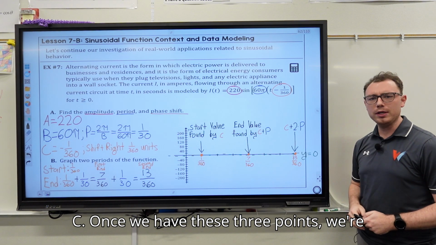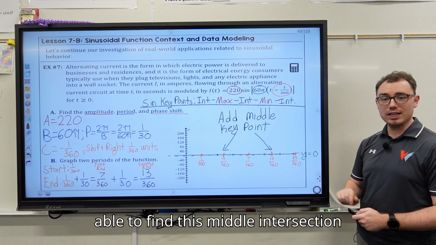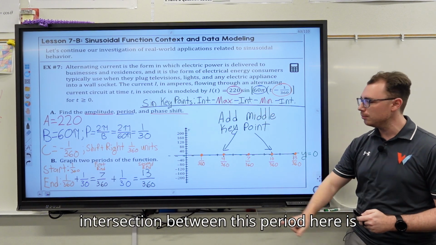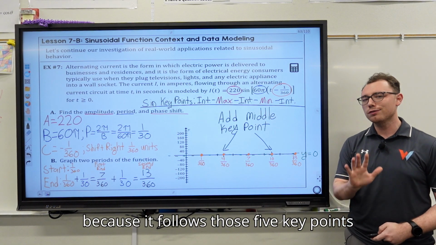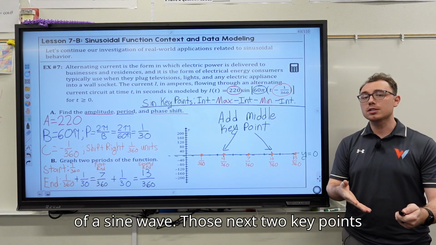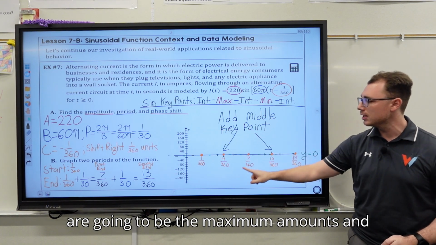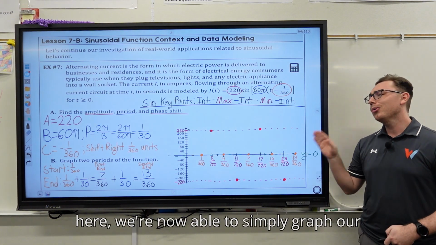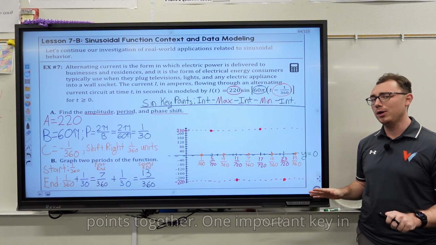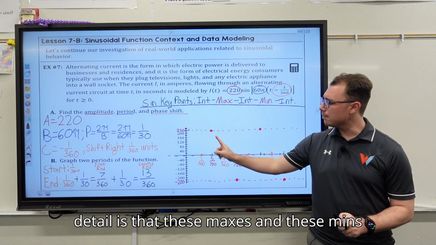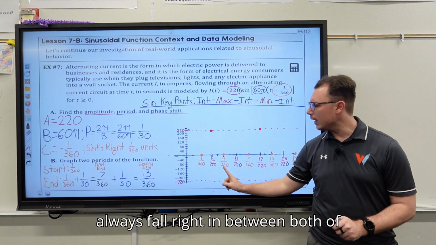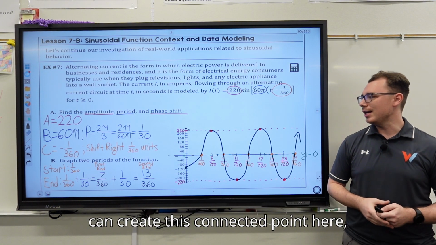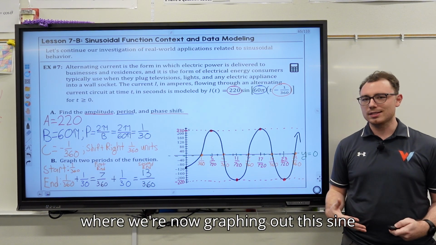Once we have these 3 points, we're able to find the middle intersection point between each of these periods. The reason we know there is a third intersection within this period is because it follows those 5 key points of a sine wave. Those next 2 key points are the maximum and minimum values for both of our periods. Once we find all of these points, we're able to simply graph them together. One important detail is that these maxes and mins always fall right in between the intercepts for that period. We can now connect the points, graphing out this sine graph.